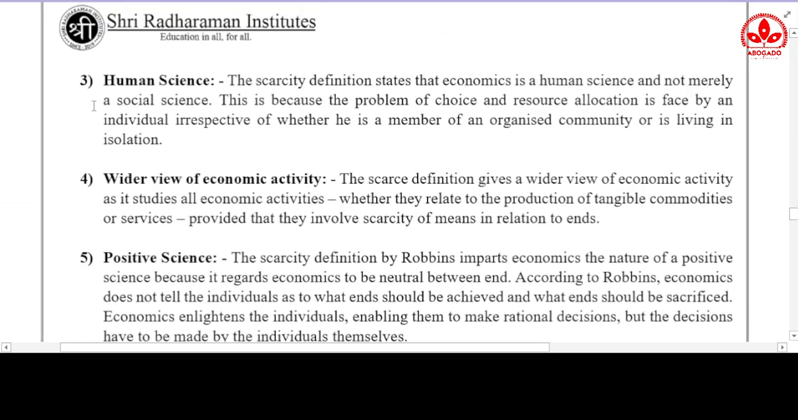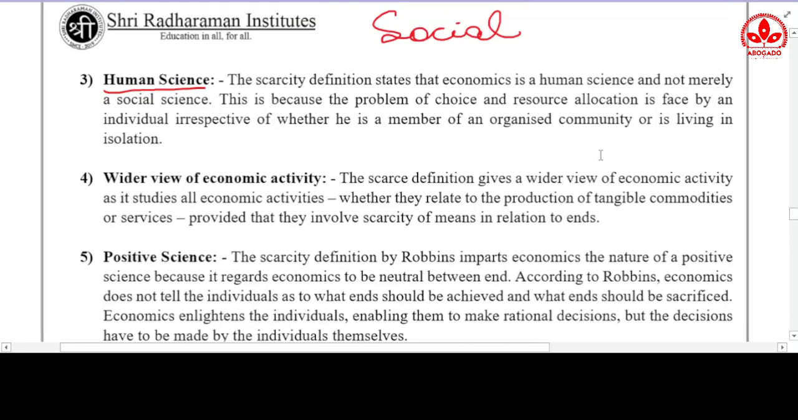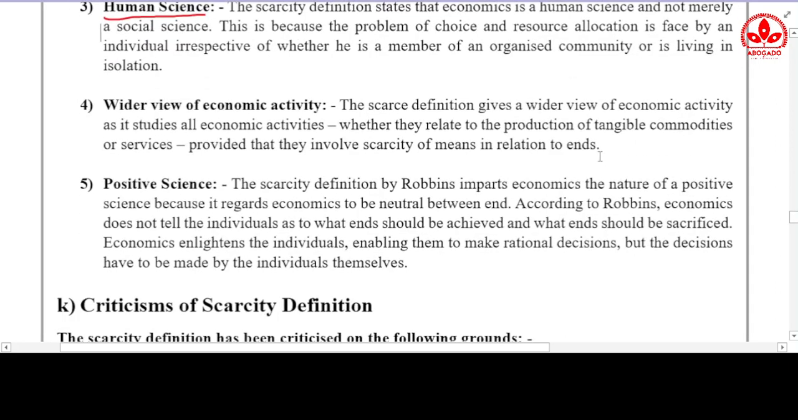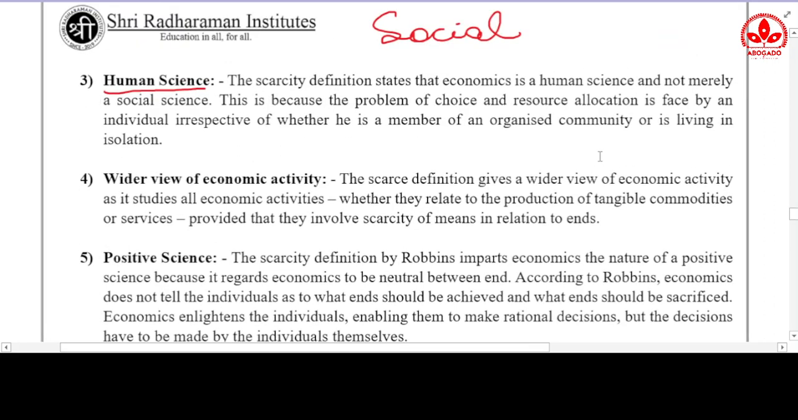Okay, the next one is human science. Now we saw it in the criticism of the welfare definition, that they regarded economics as a social science. But the scarcity definition said that economics is a human science. The scarcity definition states that economics is a human science and not merely a social science. This is because the problem of choice and resource allocation is faced by an individual, irrespective of whether he is a member of an organized community or is living in isolation.